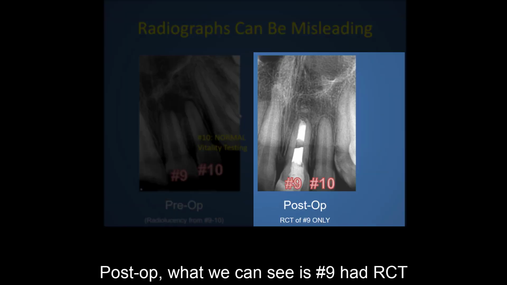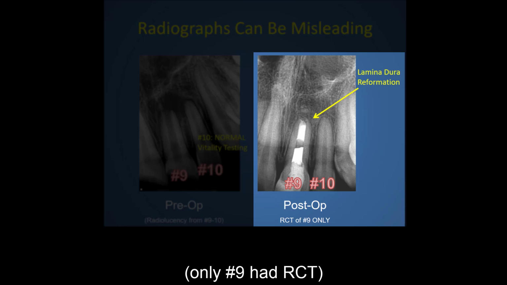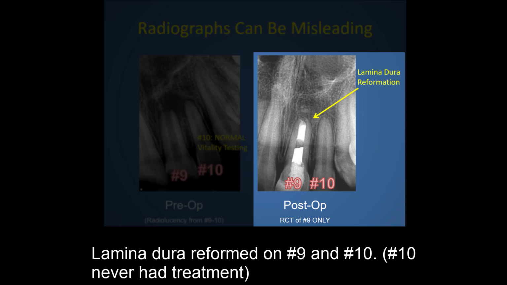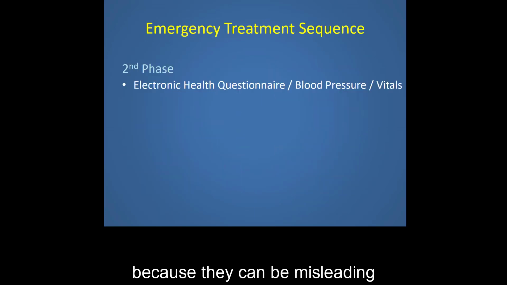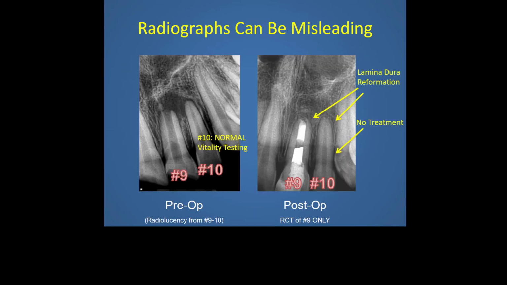Post-op, what you can see is number 9 had root canal treatment. Only number 9 had root canal treatment, and lamina dura reformed on 9 and number 10. Number 10 never had treatment. Okay, so we don't treat radiographs because radiographs can be misleading.